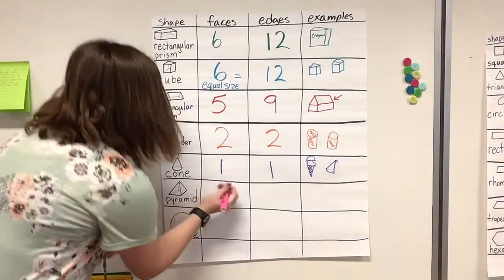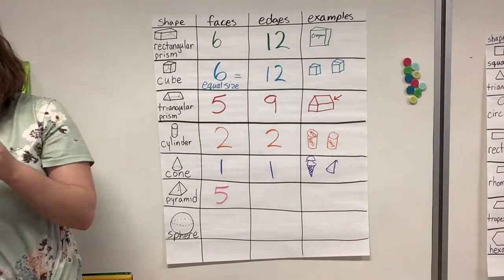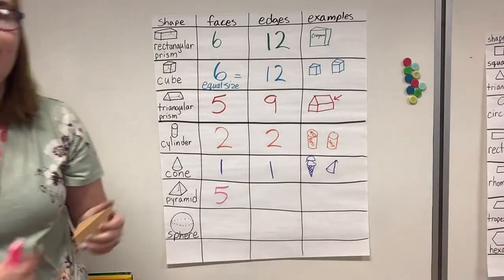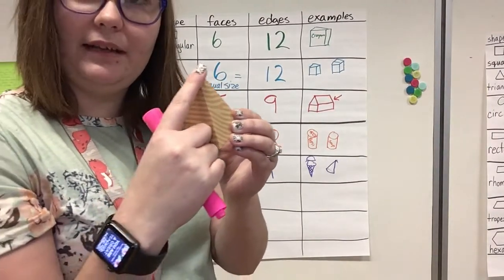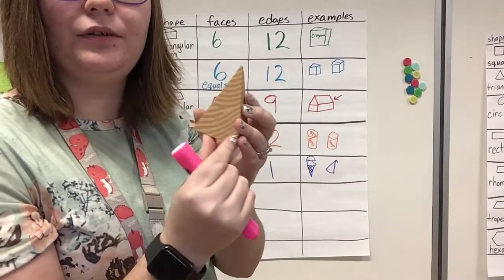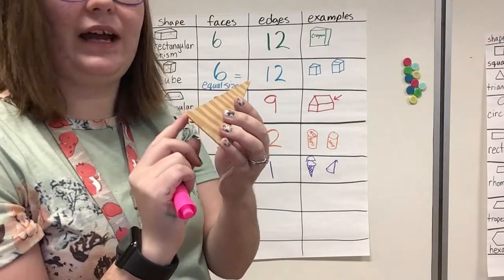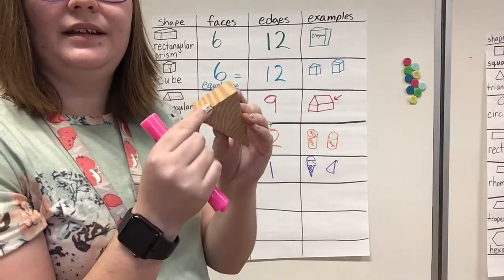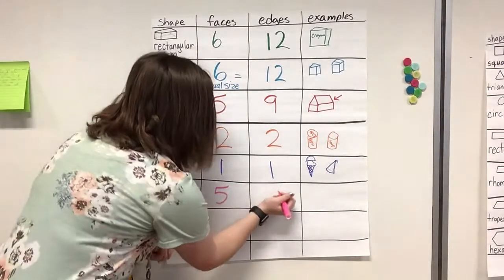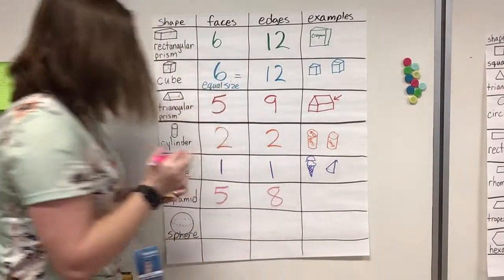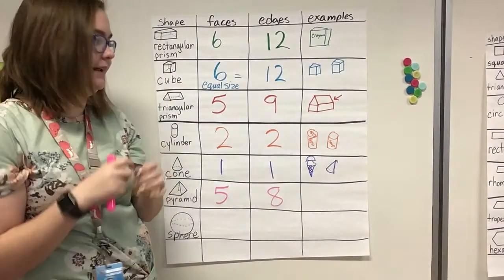So we're going to write 5 on our faces. We have 5 flat faces. Good job. How many edges are on our pyramid? Let's count. Edges where they come together. 1, 2, 3, 4, 5, 6, 7, 8. We have 8 edges. There's our 8 edges. Remember, an edge is where the 2 faces come together to make a straight line.